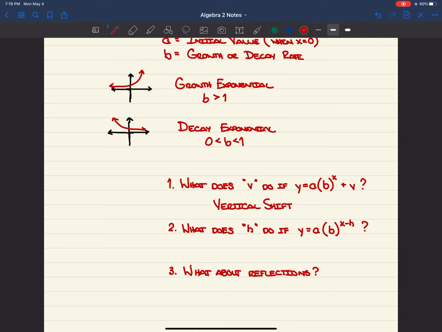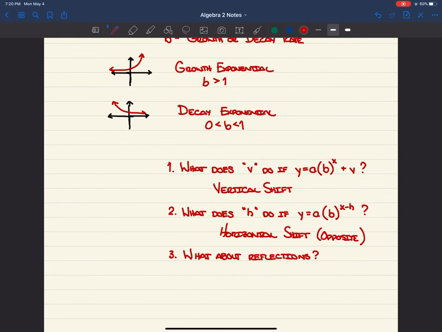All right, and if we look at number 2, it says, what does h do? Probably most of you can guess. Well, it's going to be a horizontal shift, right? So if I write horizontal shift here, and we've talked about this earlier in the year, it's going to be the opposite of what it appears. So if you notice here, it's y equals a times b to the power of x minus h. If you're subtracting some value from x, so maybe it's like x minus 3, that's really going to move it to the right 3 units. If you're adding some value, that's actually going to move it to the left that many units.